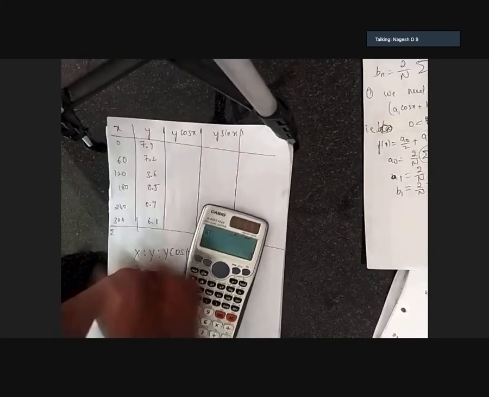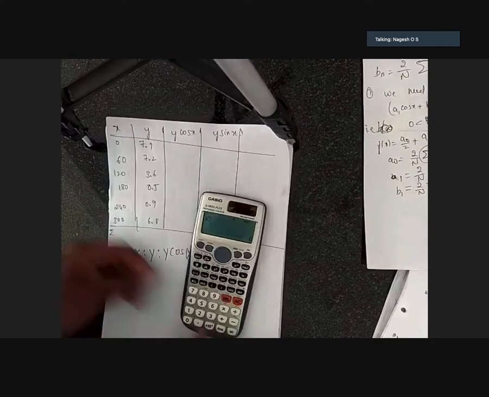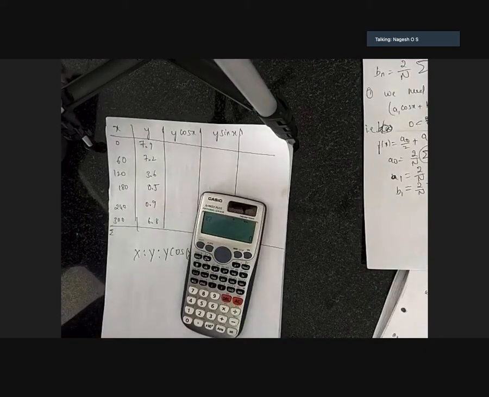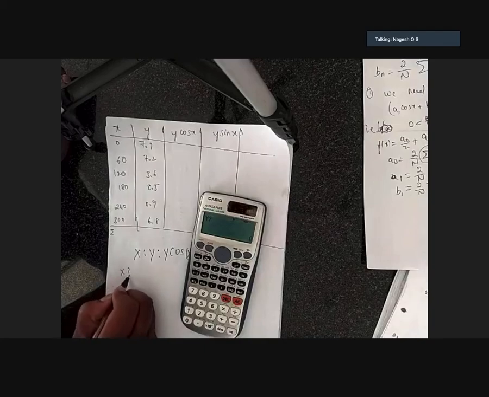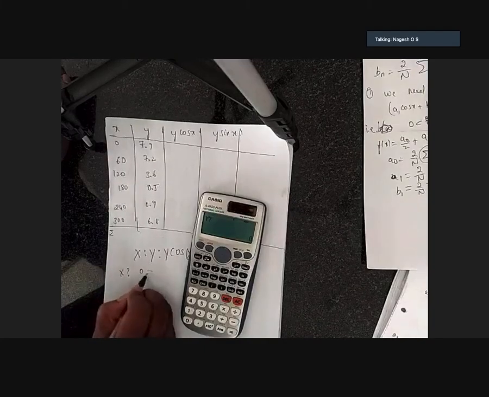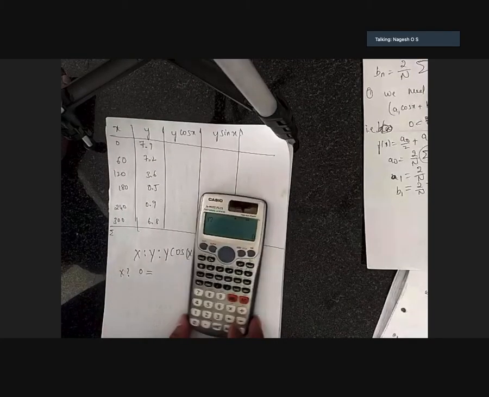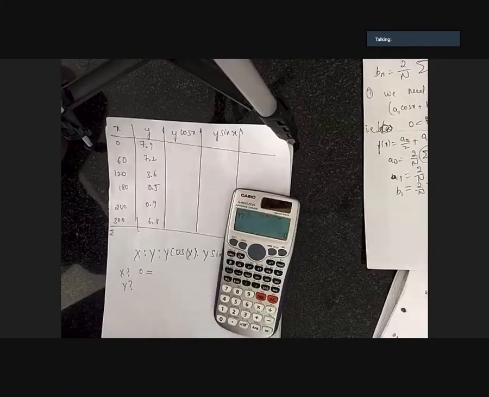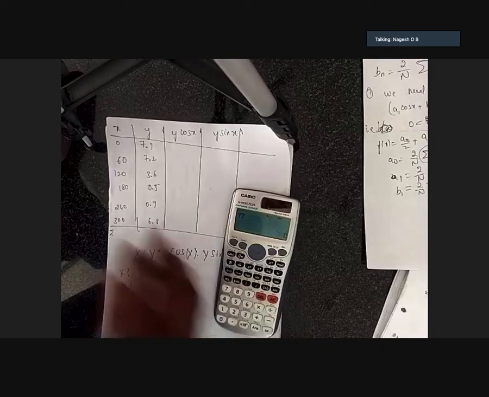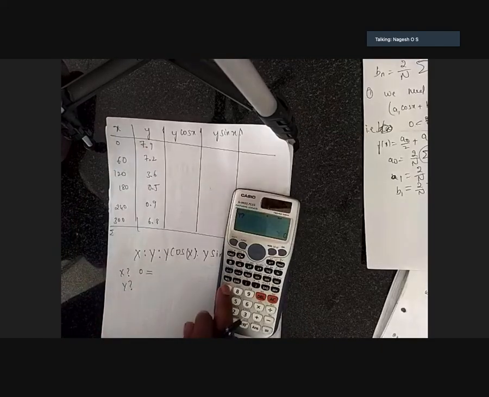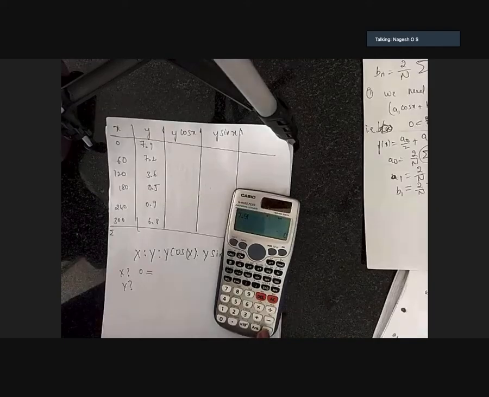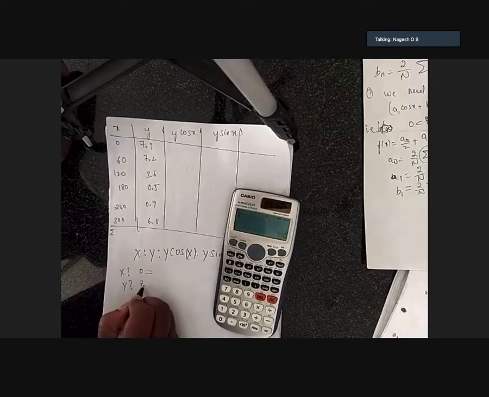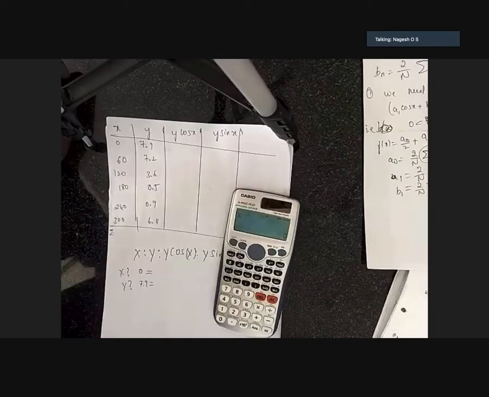What is the X value? That is 0. Give 0, then equals. Then it will ask Y question mark. What is the Y value? 7.9. Give that, 7.9, equals.